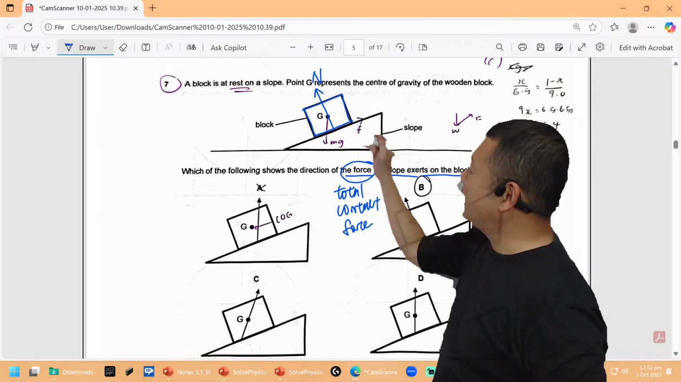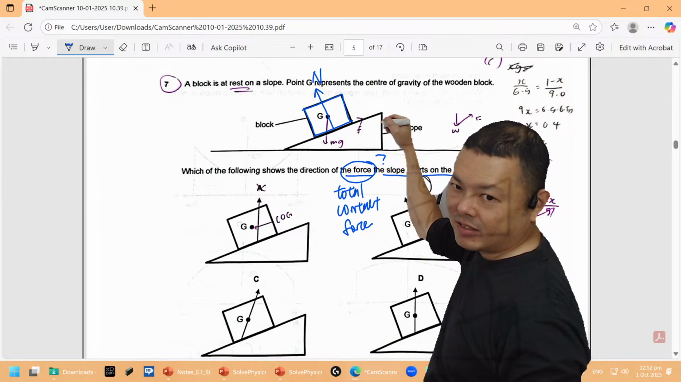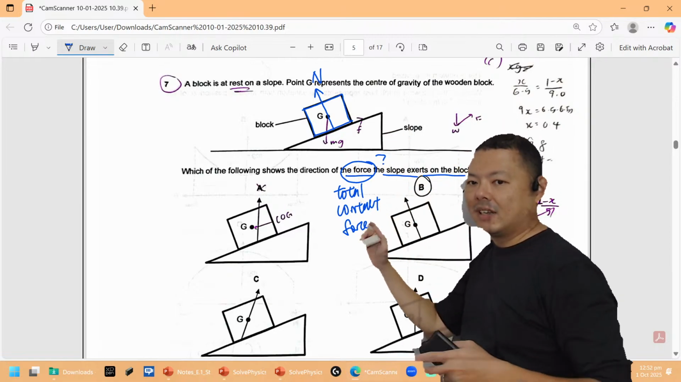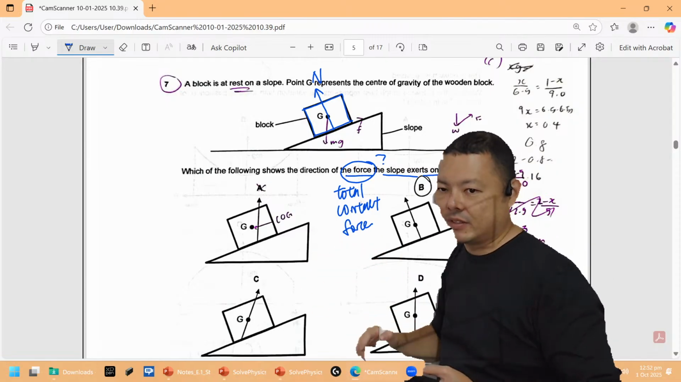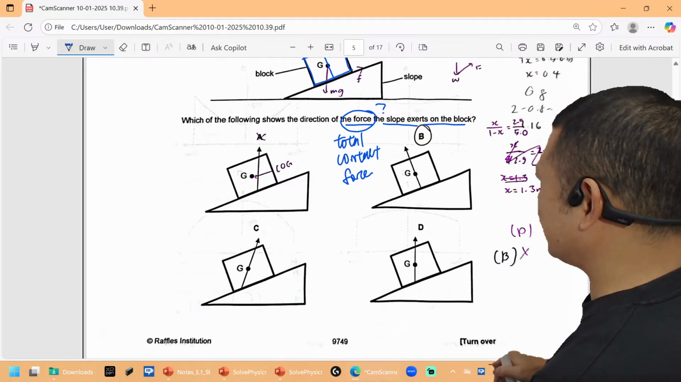So you would notice that the normal contact force is by the slope. The frictional force is by the slope. So this is what they're looking for. The combination of the normal and the frictional force. Okay, so that's it.